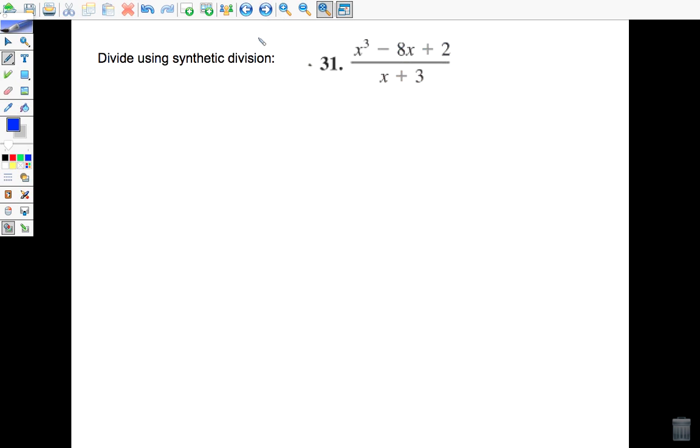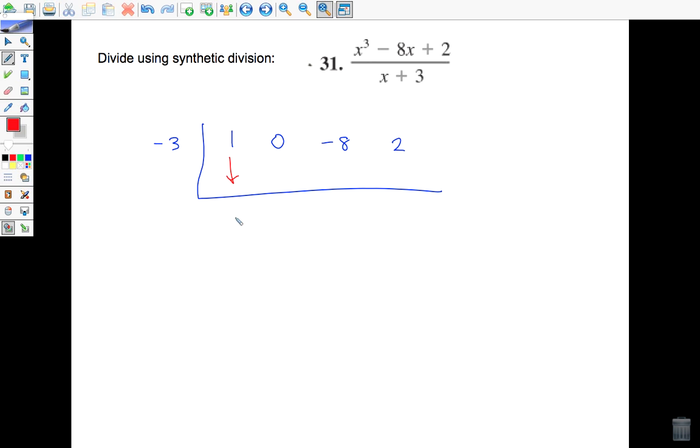All right, let's look at another one. So divide using synthetic division. So this one's just written a little differently, but we have x cubed minus 8x plus 2, and we want to divide by x plus 3. So make sure you notice that there's no x squared term. So when I start my synthetic division, I want to make sure I put a 0 in to account for the x squared term. And then I have -8 and 2. So those are my coefficients. And I want to divide by x plus 3. So I'm going to have a -3 here.